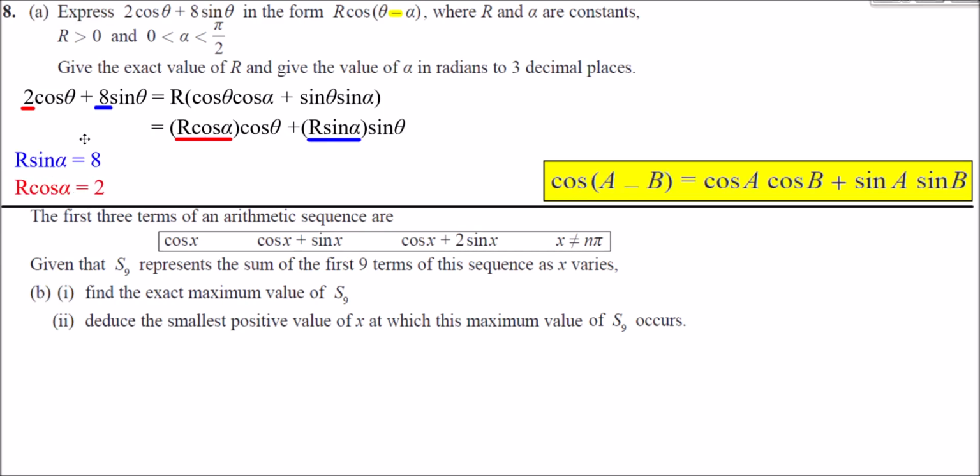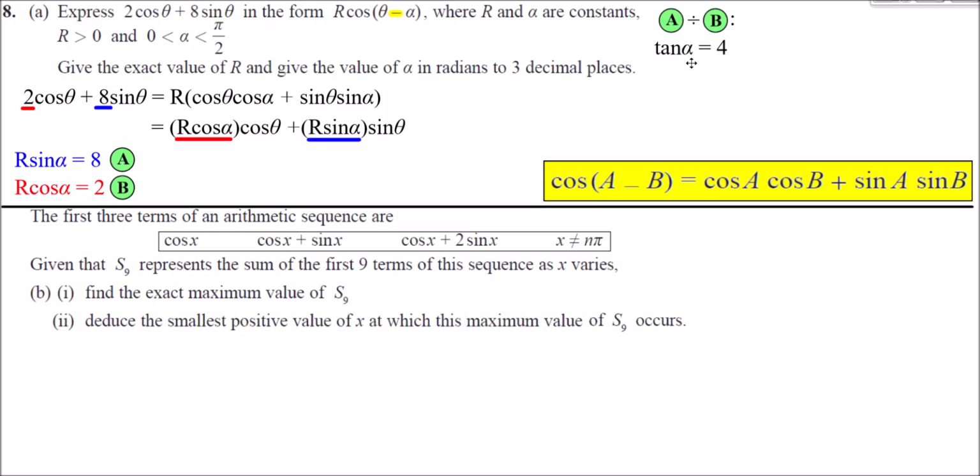We're going to do these simultaneous equations in 2 different ways. The first thing we're going to do, if I just call one equation A and the other one B, I can do first of all A divided by B. If I were to do equation A, top, divided by equation B on the bottom, the r's will cancel, and I'll have sine alpha divided by cos alpha, which gives tan alpha, which will be 8 divided by 2, which is 4. So by doing one equation divided by the other, we can work out alpha. That's tan of alpha, which is equal to 4.